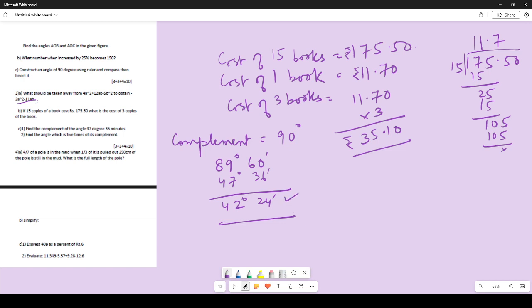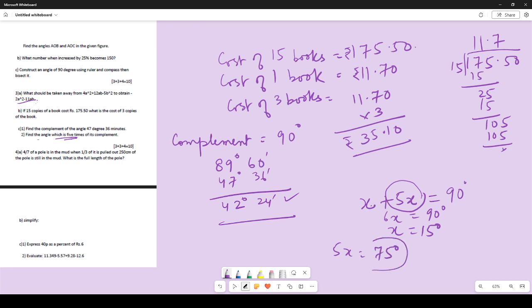Just one step. Find the angle which is 5 times its complement. So there is one angle. Let us say it is x. There is another angle which is 5 times its complement, and together, because they are complementary, they add up to 90 degrees. So what does this mean? 6x is equal to 90 degrees and x is equal to 15 degrees. Now what you are supposed to find? Find the angle which is 5 times its complement. So you are actually supposed to find the 5x part. So 5x is equal to 75 degrees. So you see 75 degrees is 5 times its complement. So this should have been your answer.